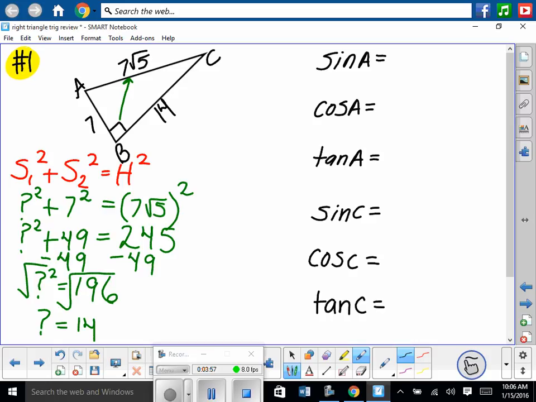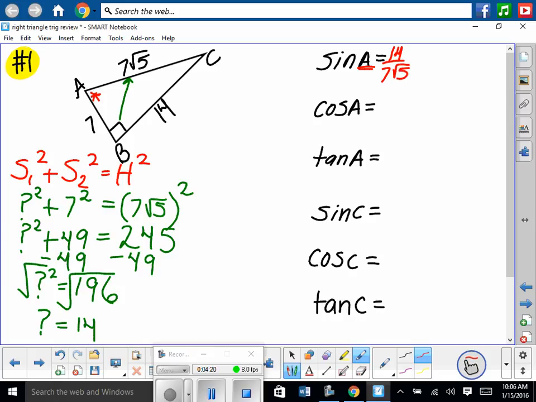Questions? Okay, let's go find sine of A. So understand, you're going from angle A. I'm going to put a star there so I can focus on that angle for a minute. Sine of A is opposite over hypotenuse. Opposite from that angle is 14. Hypotenuse is 7 square roots of 5. So I have 14 over 7 square roots of 5.